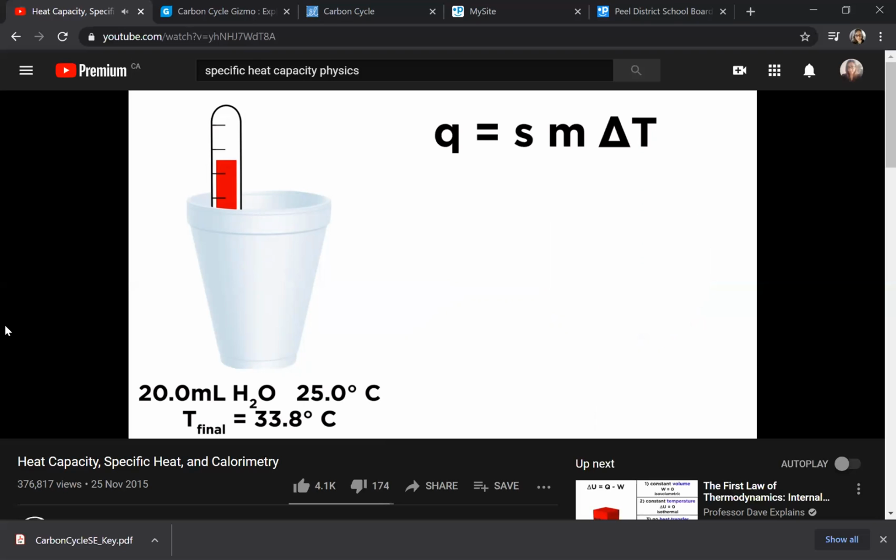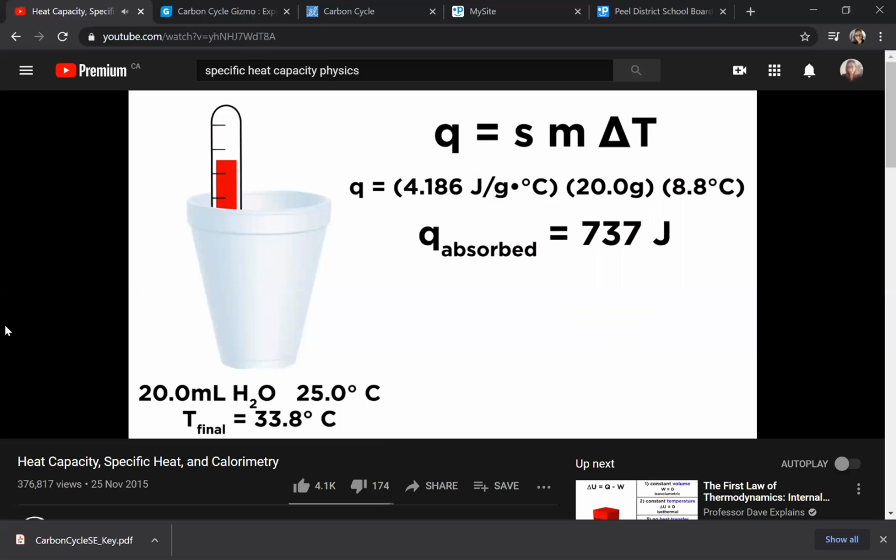We use the specific heat equation and plug in the data for the water. The temperature change is what you recorded. The mass of water in grams is equal to the number of milliliters of water. And the specific heat of water is a known value. This allows us to calculate the heat absorbed by the water. Well, the heat absorbed by the water was the heat released by the metal.